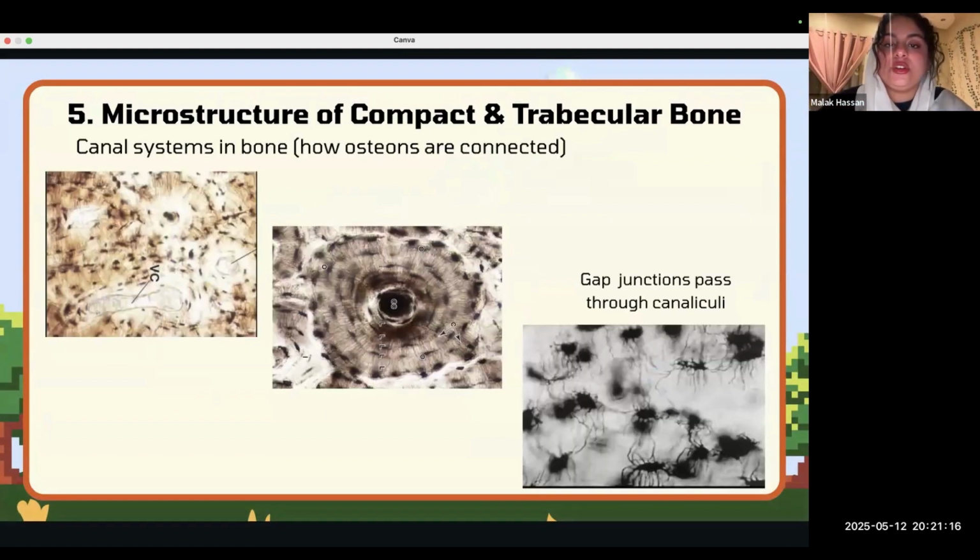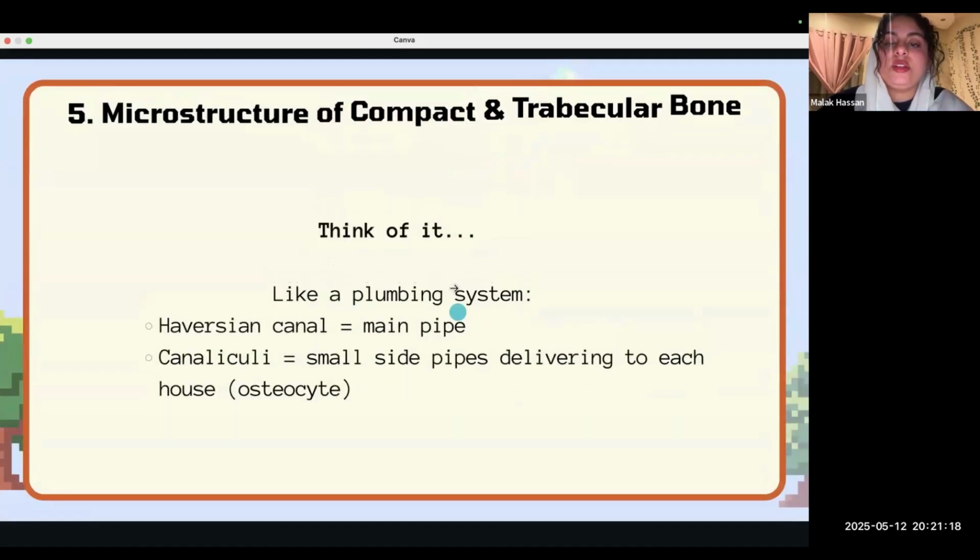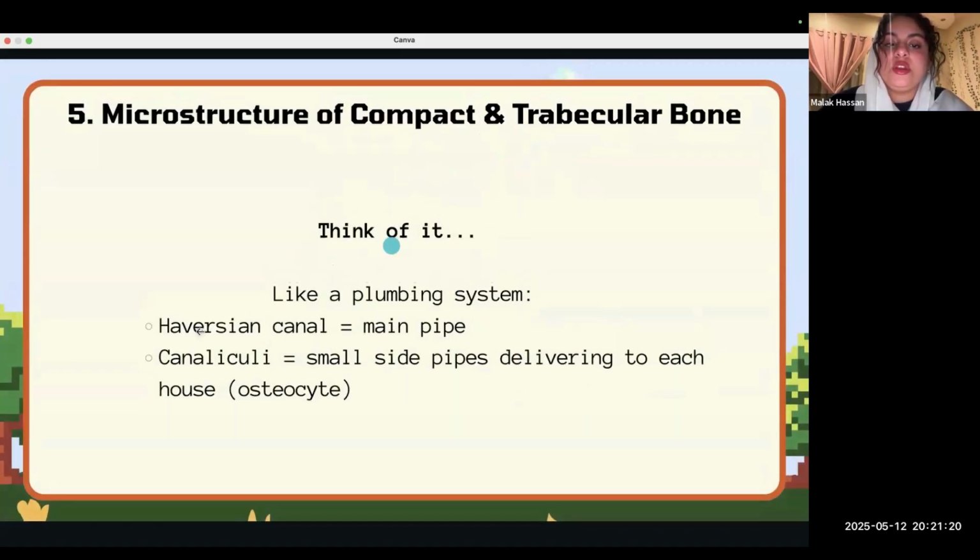Now that we've finished talking about that, I want you to think of it as a plumbing system. You have the Haversian canal, which is like the main pipe, and then you have the canaliculi, which are kind of like small side pipes delivering to each house, and similarly the Volkmann's canals.